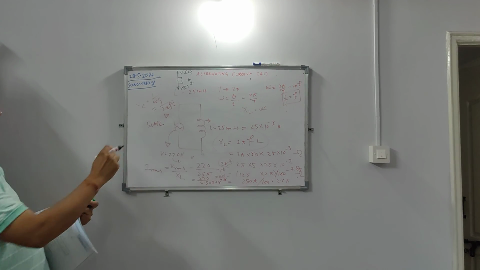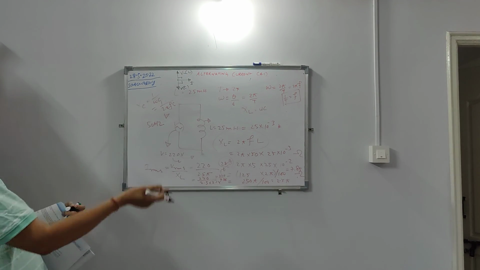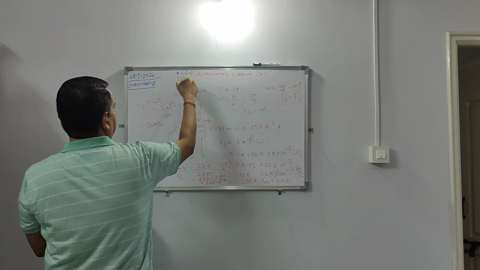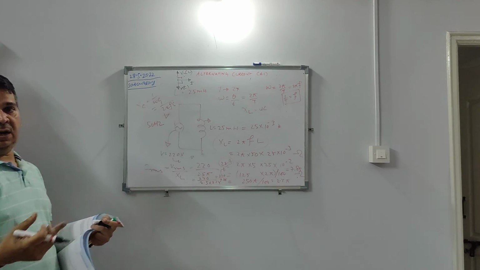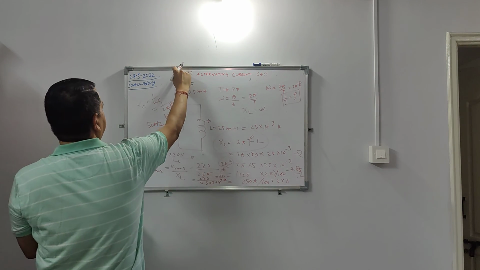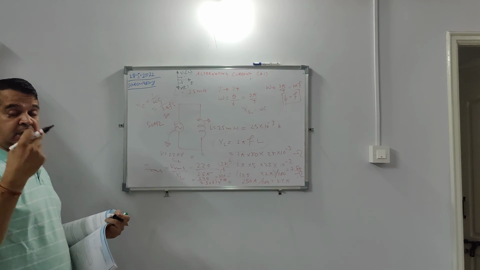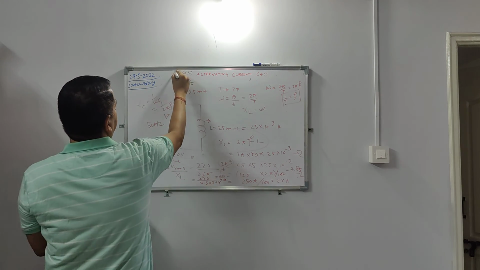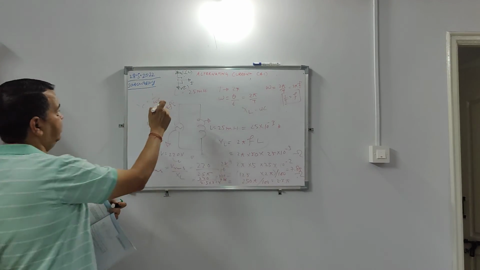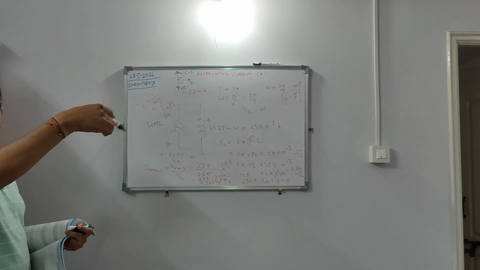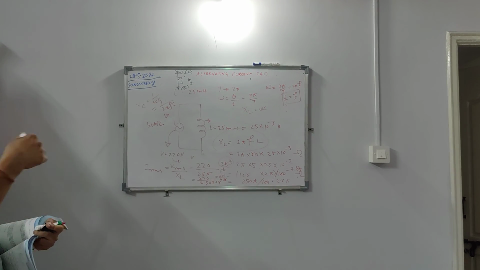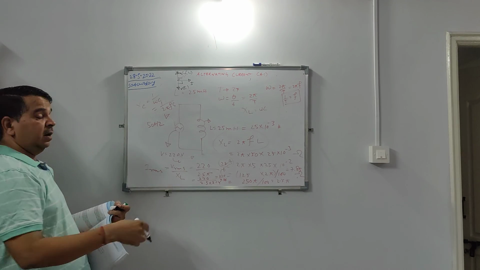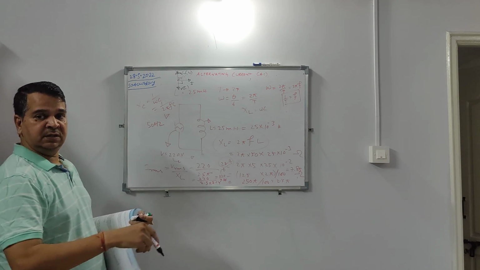When you have resistor plus inductor plus capacitor, the relative magnitude of these two values will decide how it will be. If the inductive reactance is more than the capacitive reactance, then the resultant will be up, and the voltage will lead. But if capacitive reactance is more than inductive reactance, then voltage will lag.